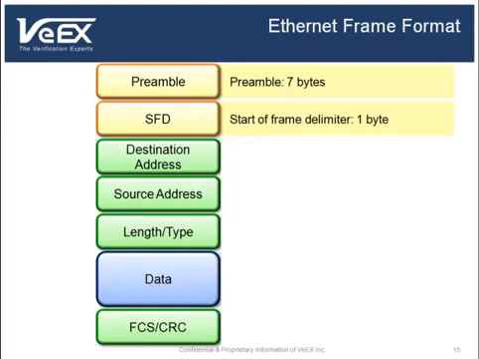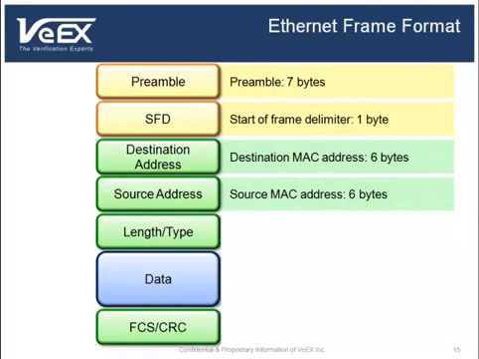The start of frame delimiter, abbreviated as SFD, is a byte that indicates the beginning of the frame. It continues the alternating bit pattern of the preamble and ends in consecutive 1 bits, so its pattern is 1 0 1 0 1 0 1 1. Then come two MAC layer address fields, the destination address and the source address. Each is 6 bytes or 48 bits long.